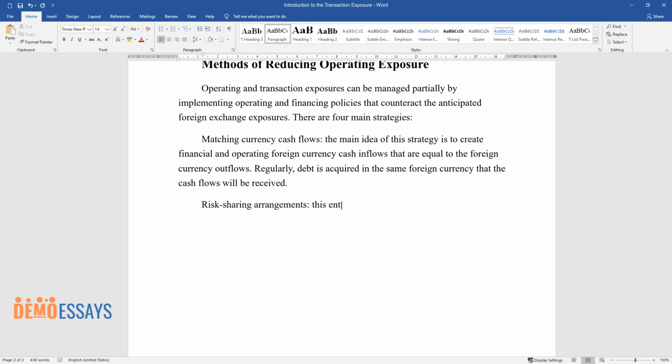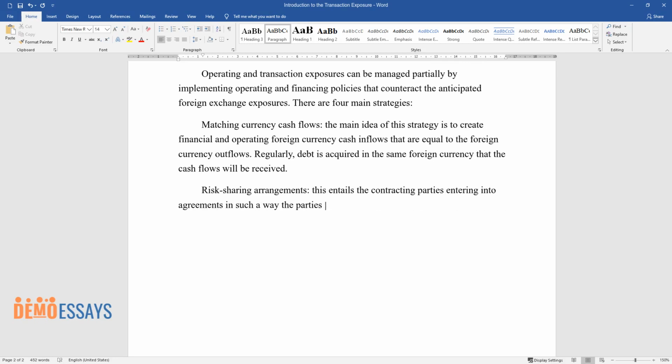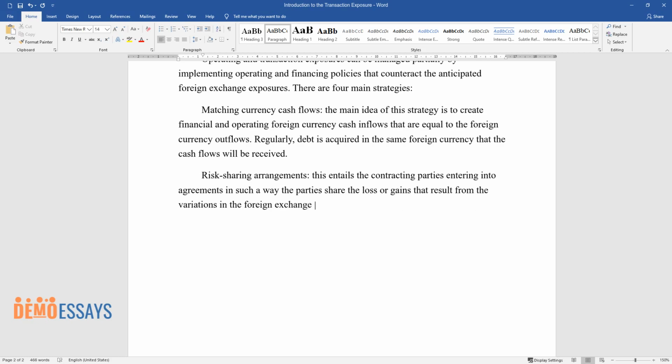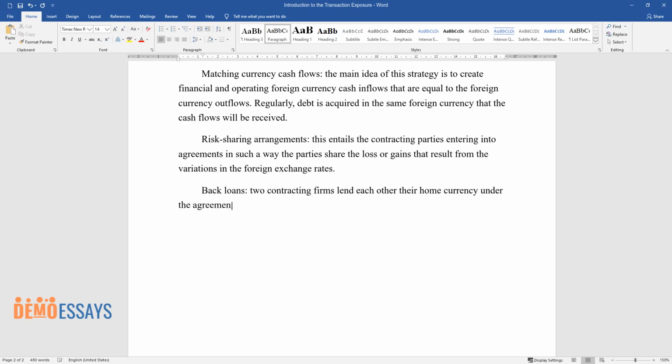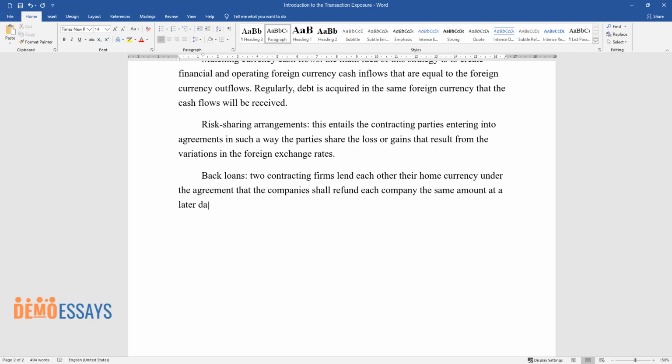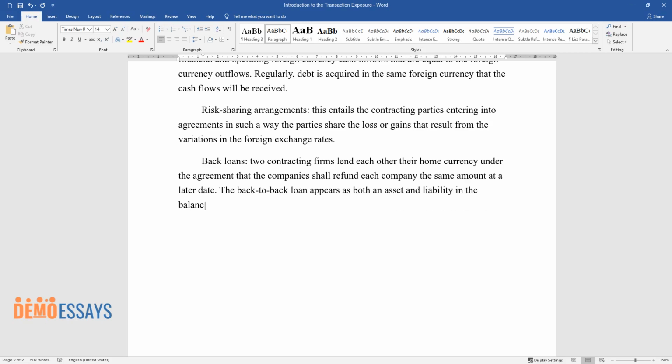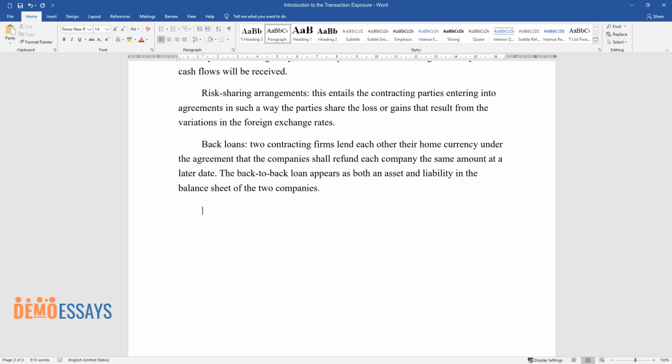Risk-sharing arrangements. This entails the contracting parties entering into agreements in such a way the parties share the loss or gains that result from the variations in the foreign exchange rates. Back-to-back loans. Two contracting firms lend each other their home currency under the agreement that the company shall refund each company the same amount at a later date. The back-to-back loan appears as both an asset and liability in the balance sheet of the two companies.